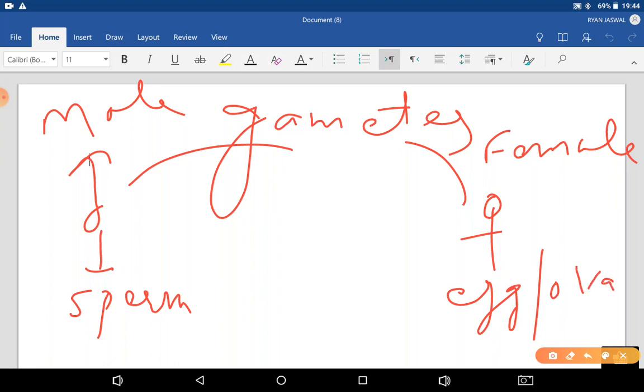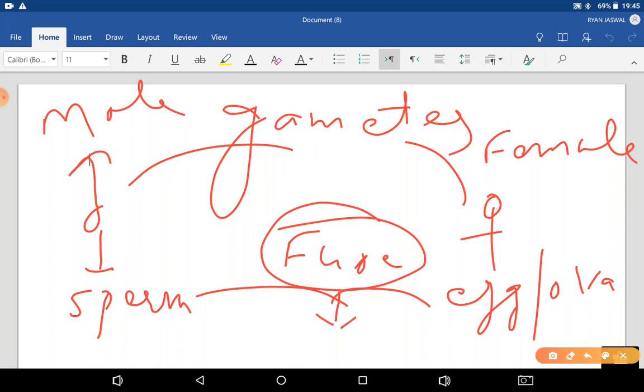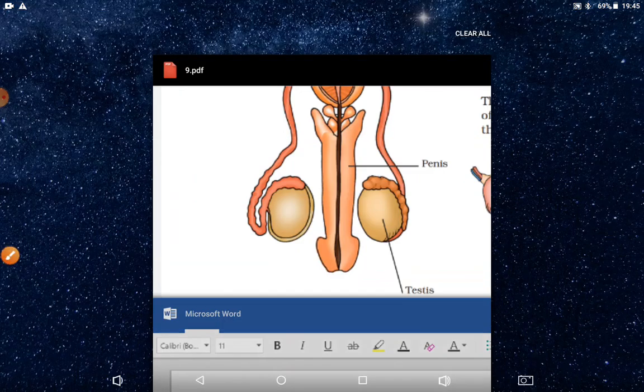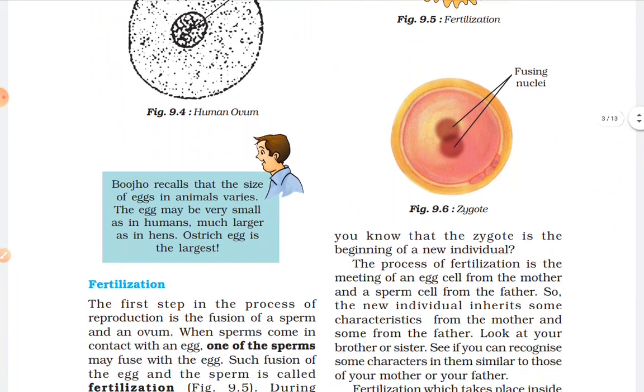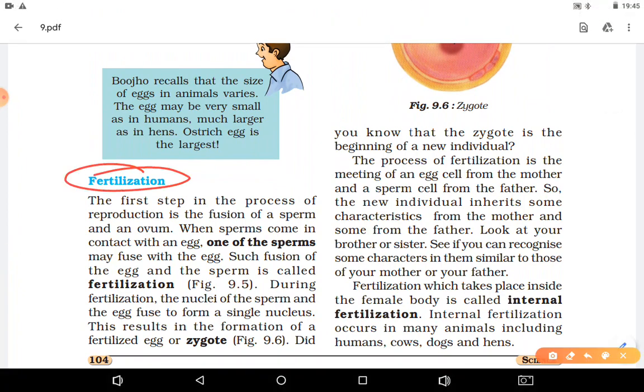Clear? Now these two will fuse, and that process is known as fertilization. What do we call it? That is known as fertilization. Now see here again, fertilization. What is fertilization? It is the process in reproduction where the fusion of the sperm and the egg takes place. Is that clear?